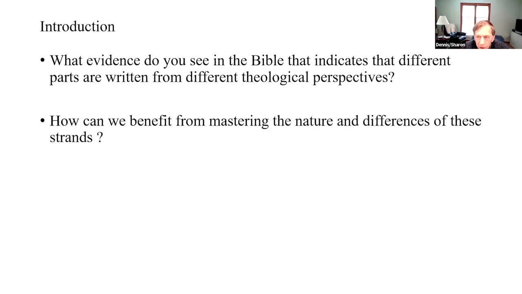Well, if there are different strands in the Bible, do you see any benefit? Could we benefit from understanding that there are different strands of thought in the Bible, that they're not necessarily all agreeable with each other, that sometimes they contradict? Does that give us a better understanding today?